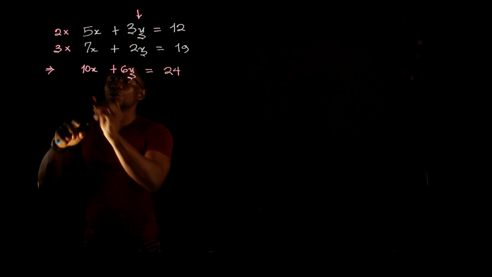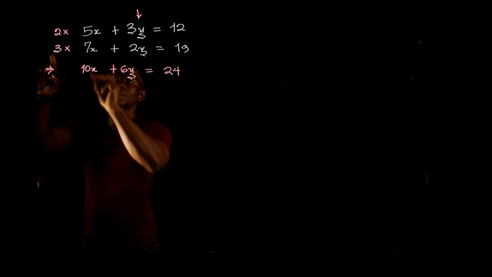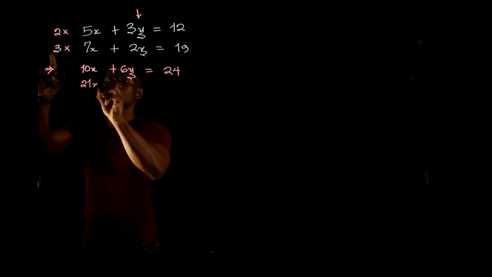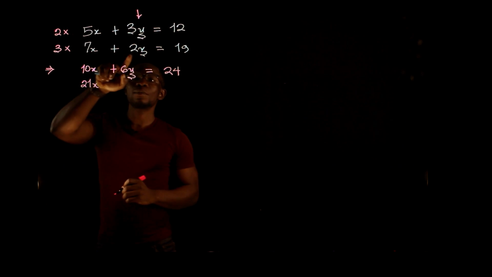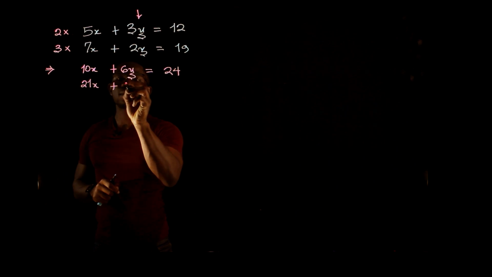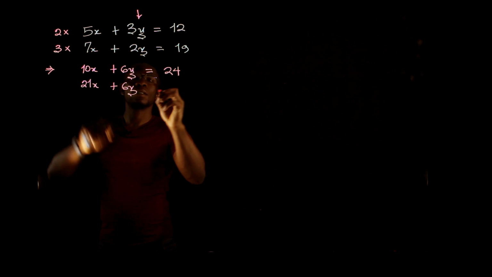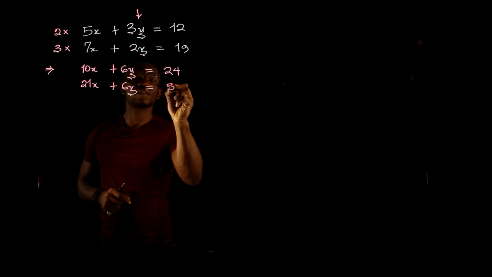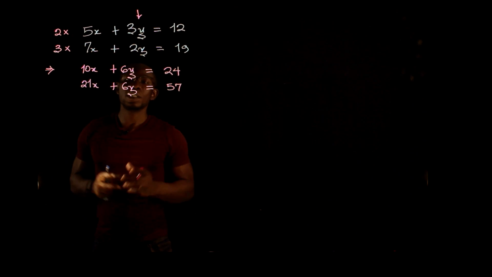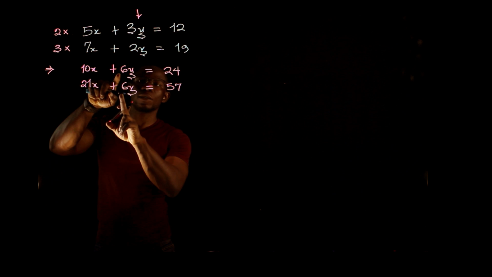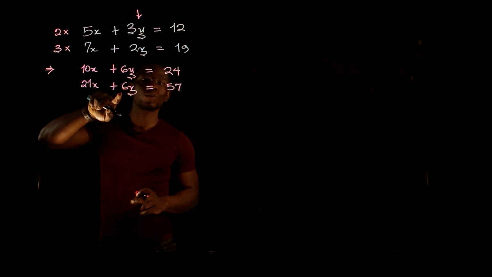So for equation 2, 3 times 7x becomes 21x, 3 times 2y becomes plus 6y, and 3 times 19 becomes 57. Now we've succeeded in making our y's equal. So there's 6y here and there's 6y here.